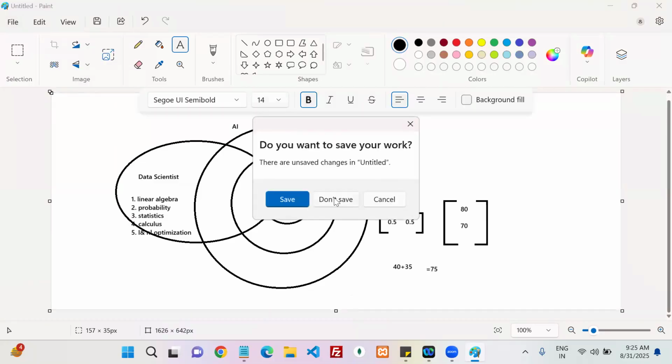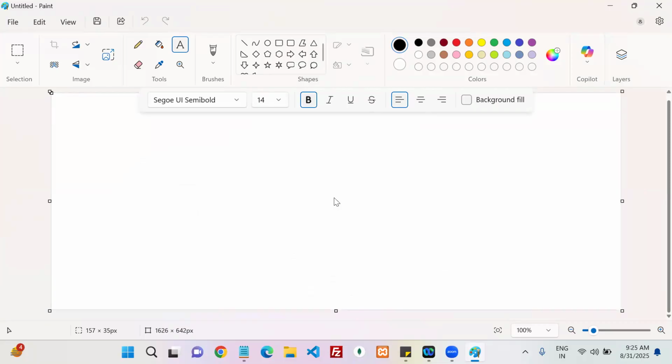For example, I want to go with the matrix. I want to represent some data in the matrix format. Then, very simple: we have different OTT platforms, right? Amazon Prime, Netflix, something like this. Different OTT platforms are there.